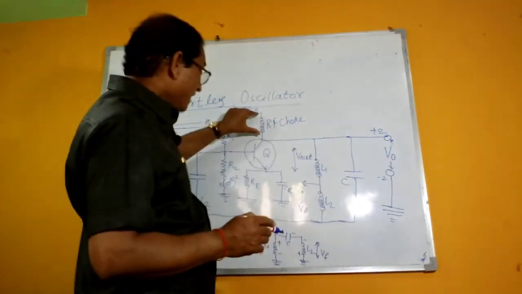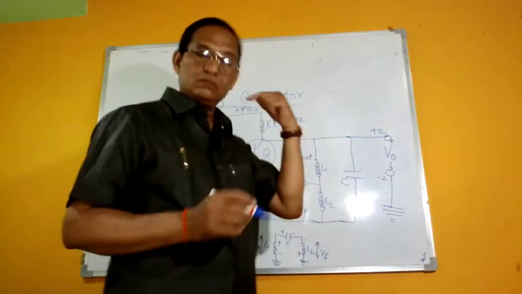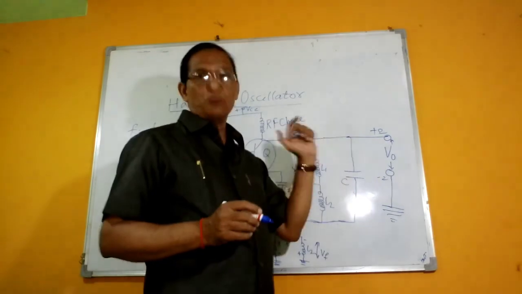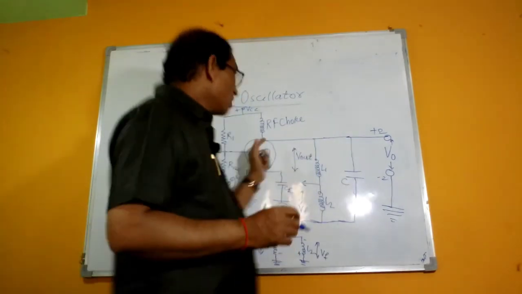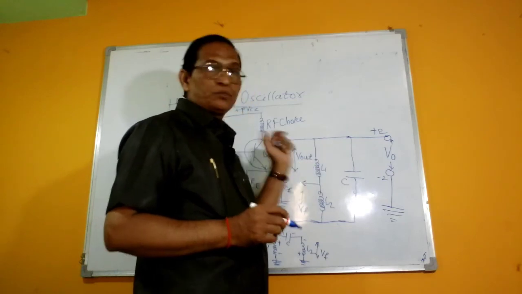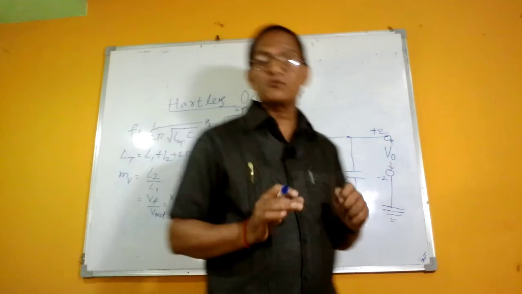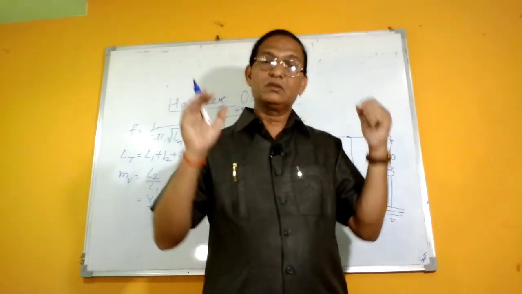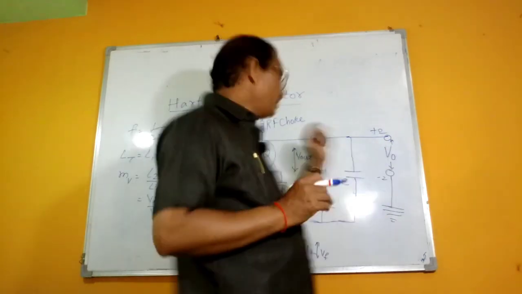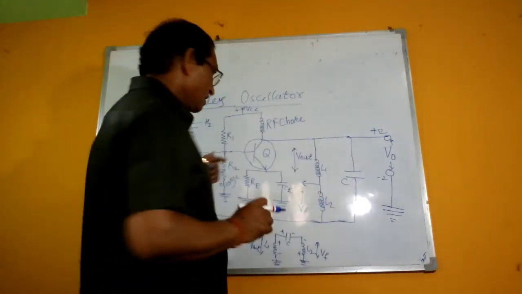Here the RF choke decouples the AC components, which will not affect the output of the device. Whatever voltage is developed across L2, if the oscillations generated are of the desired frequency, then the output is taken. If not, then again it is fed back, and the procedure is repeated.